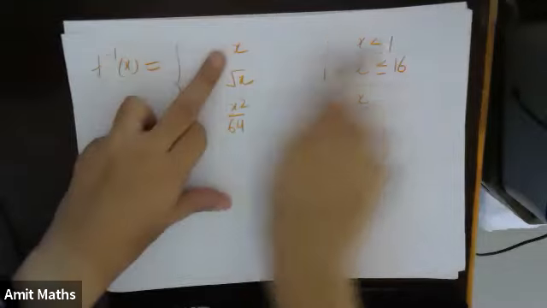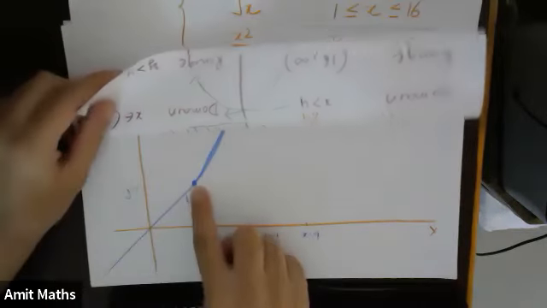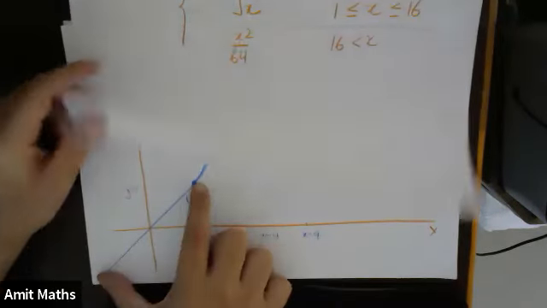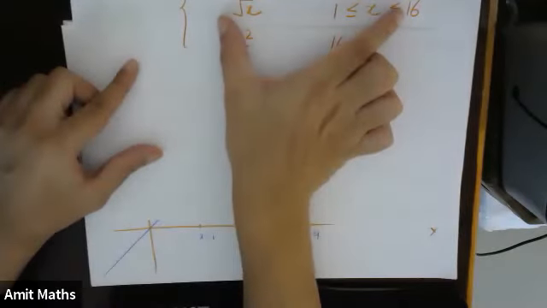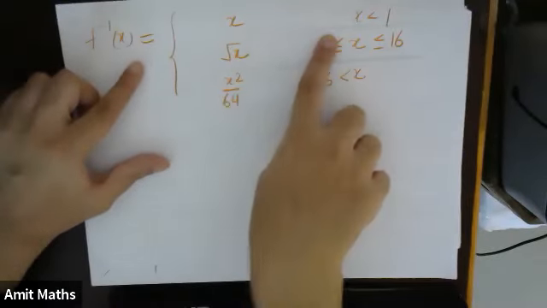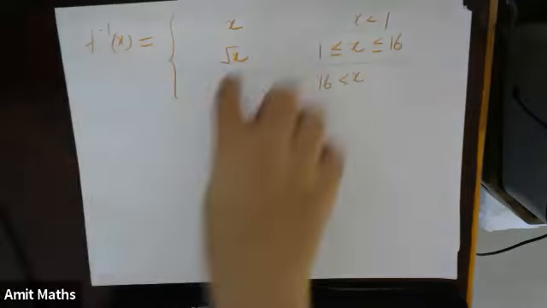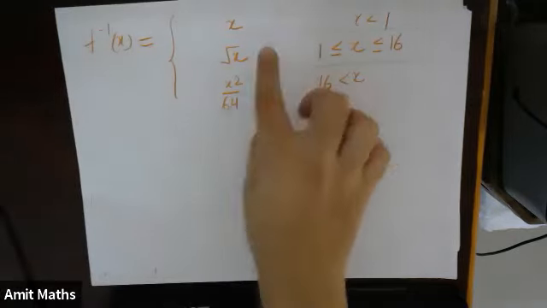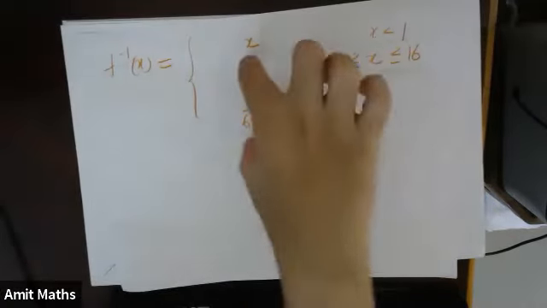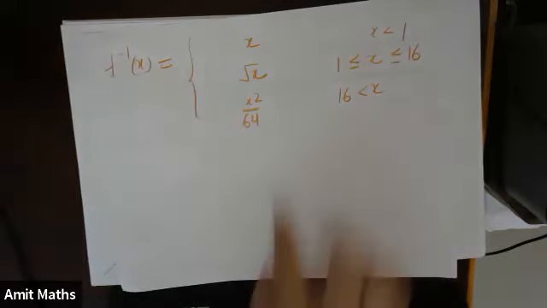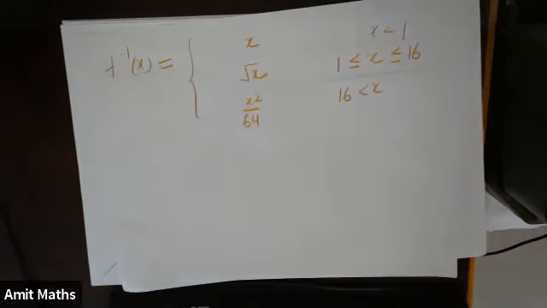Now we know till x less than 1, the graph will be the same. So what do we have to check? We have to check for this part only. Okay. So just check for the graph of the function for this part.